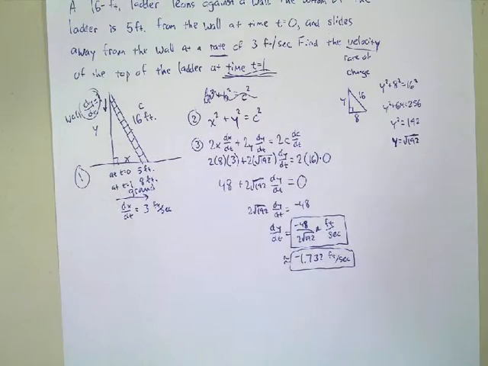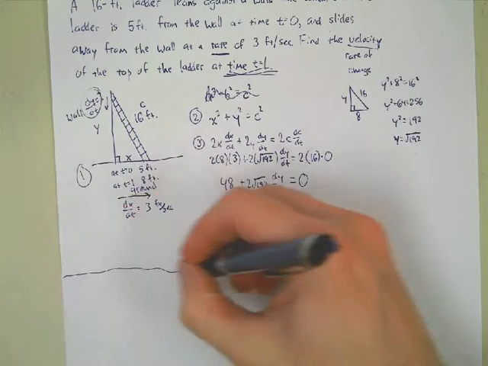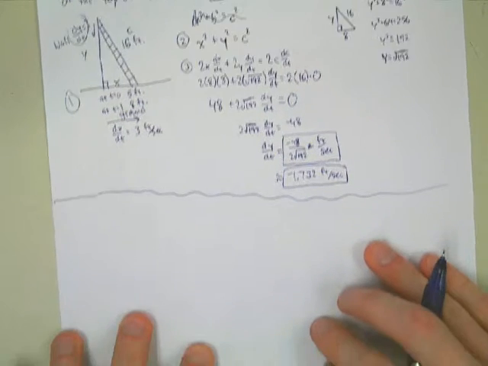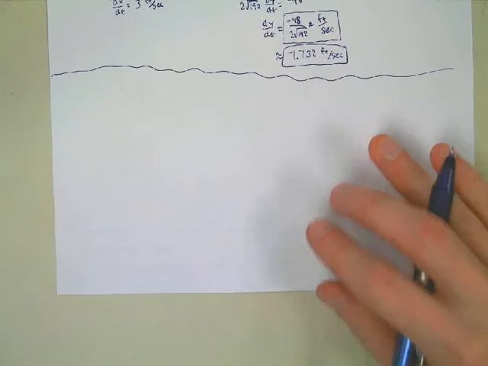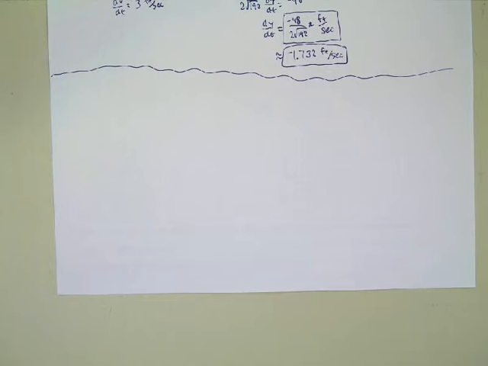All right, let's try another one. Different situation. We're doing 3 totals. This is the second of 3, and the third one looks like it's going to be pretty straightforward. But oh well.